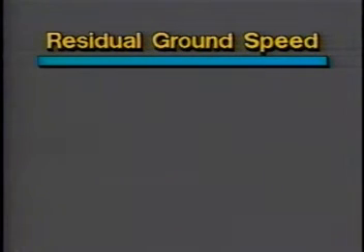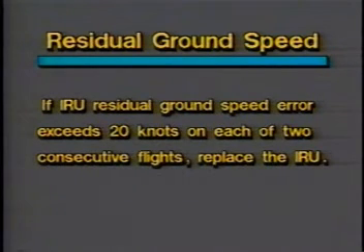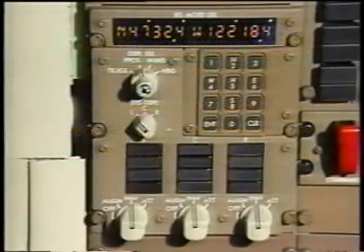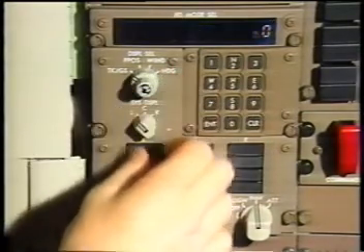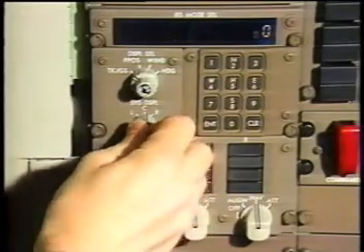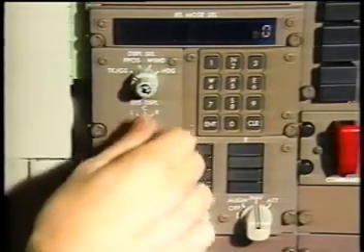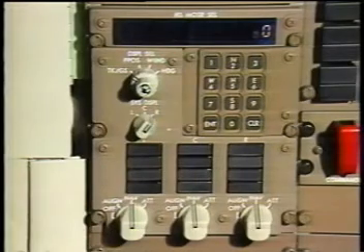Now, here is the IRS residual ground speed rejection criteria. If an IRU's residual ground speed at the end of a flight exceeds 20 knots on each of 2 consecutive flights, the IRU should be replaced. Check the residual ground speed value when the airplane is still powered and stationary and while the IRU is still in the nav mode. Set the display select switch to the track ground speed position to display residual ground speed on the ERMP for a specific IRU. Then, set the system display switch to left, center, or right IRU.